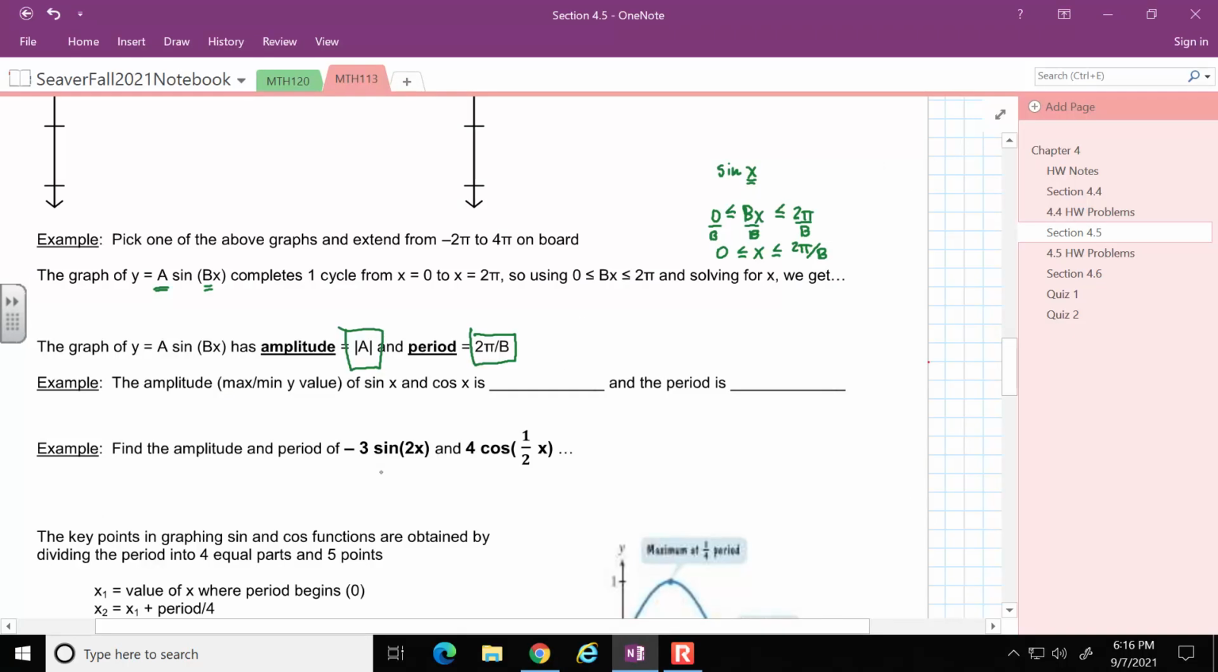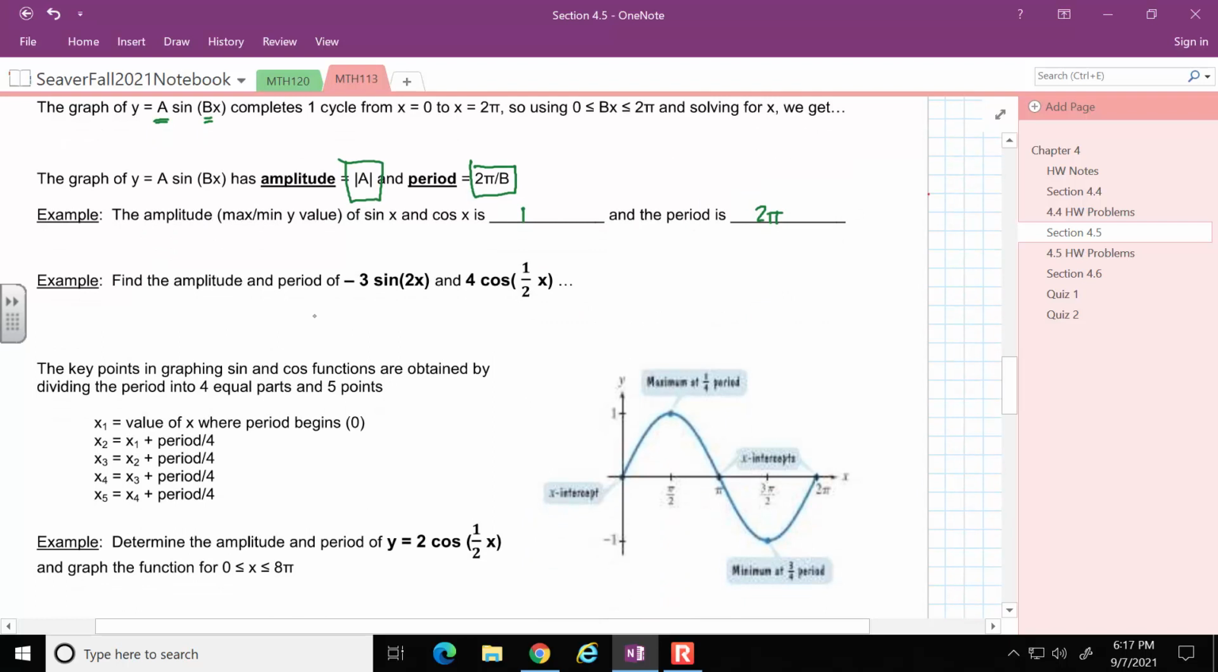We'll get to shifting in a little bit, but the max and min y value of sine x is really 1. That's the amplitude of a sine or cosine function, and the period is 2 pi. Now if I have different numbers in here, for example, find the amplitude of negative 3 sine of 2x.